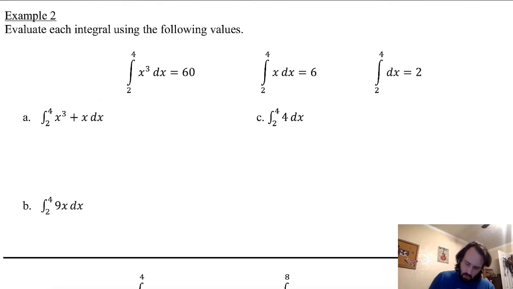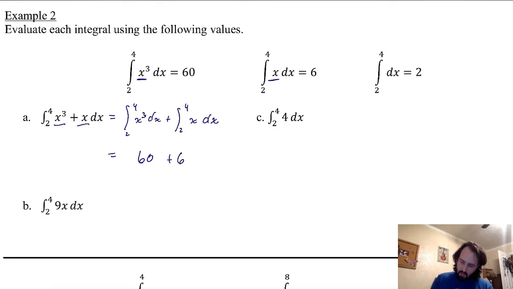Okay, so notice I have x cubed plus x. Well, this one is x cubed, this one's x. So this brings up a characteristic that we can use with our integrals: I can actually split them up with addition, as long as I write my dx and I keep my interval the same. Then this becomes 60 plus 6, which would be 66, and that's it. And notice it's not asking for the area, so I don't need to say units squared in this one.